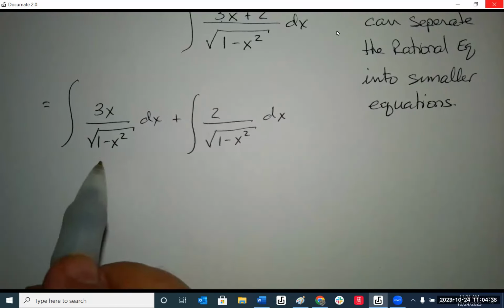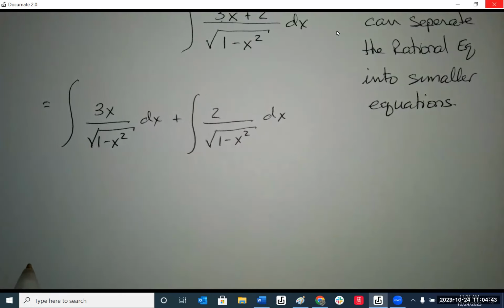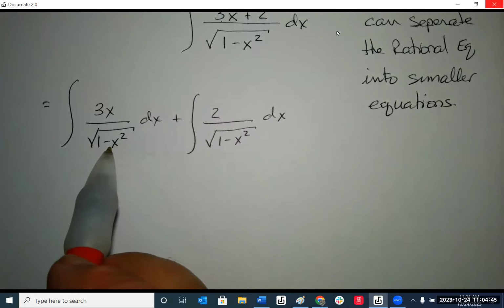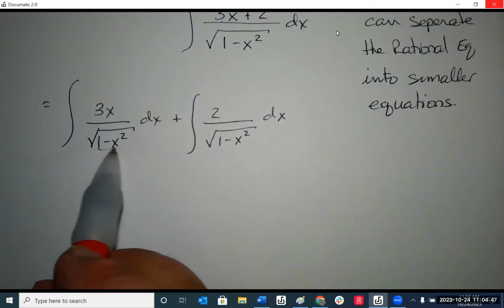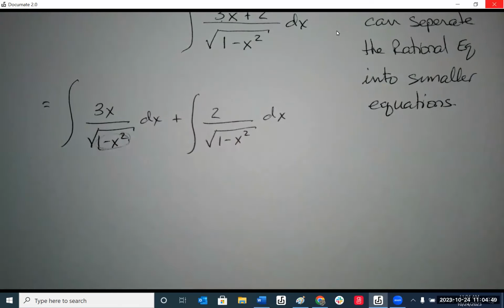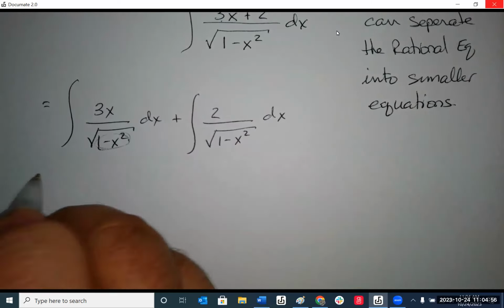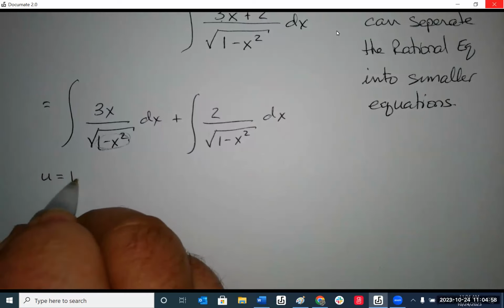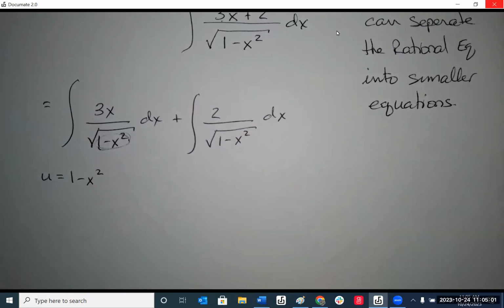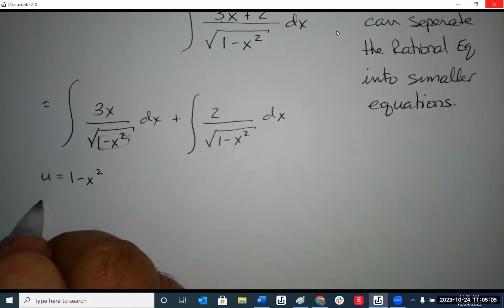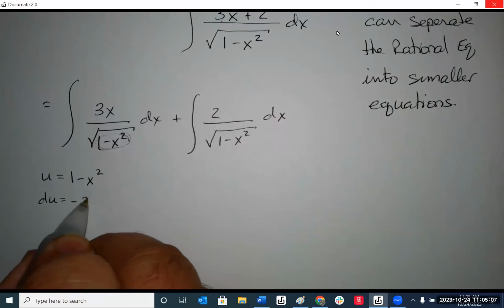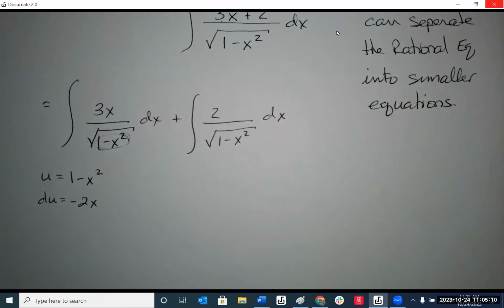All right. So looking at the first one, let's look at this as our u. We have to define a u and du. If our u was 1 minus x squared, then du would be minus 2x.